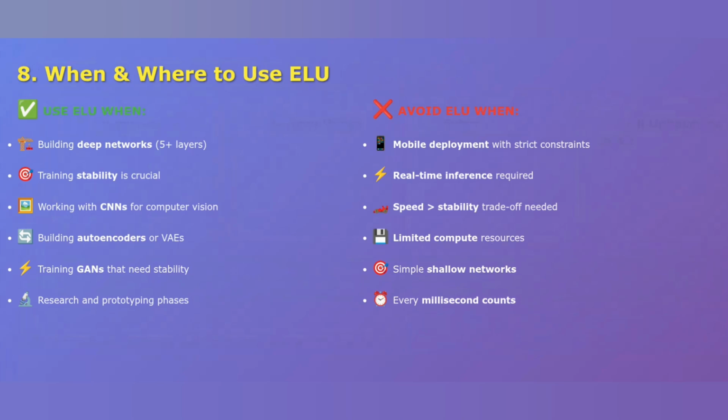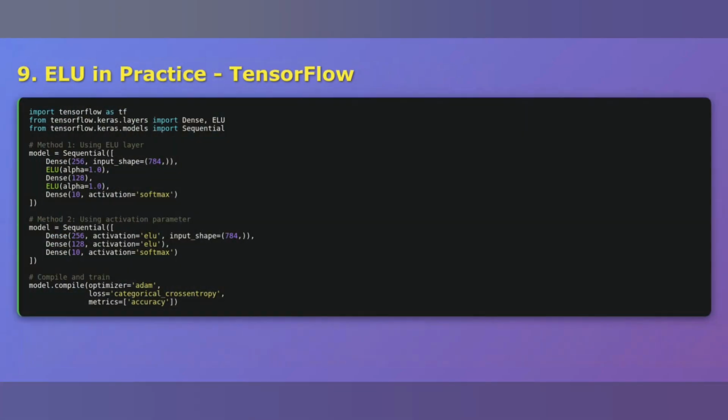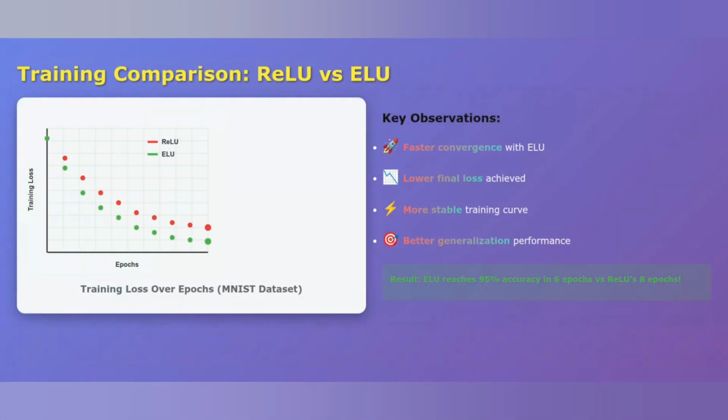My recommendation? Try ELU in your deep networks, especially if you're experiencing training instability with ReLU. The slight computational cost is often worth it for the improved convergence. PyTorch implementation. Let's see ELU in action. In PyTorch, it's incredibly simple. TensorFlow Keras implementation. And in TensorFlow and Keras, it's just as easy. Let me show you a quick comparison training the same network with ReLU versus ELU on MNIST.